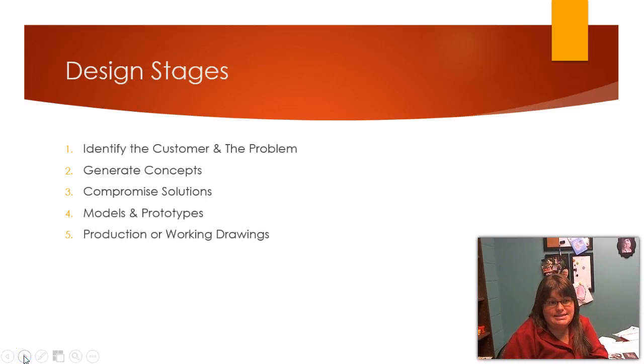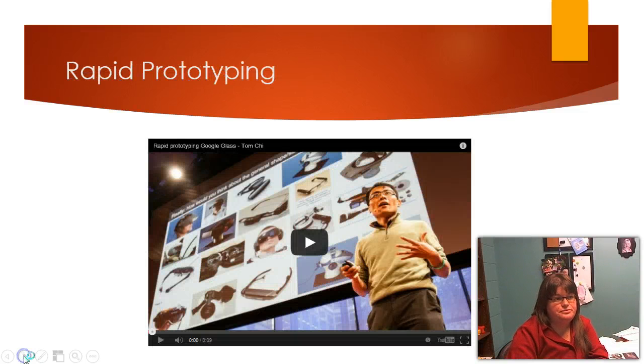So there are design stages. You can read about those in your textbook. There are 5 of them. The ones that we're going to focus on in this class are design stages 4 and 5 that deal with prototypes and the production of actual working drawings.